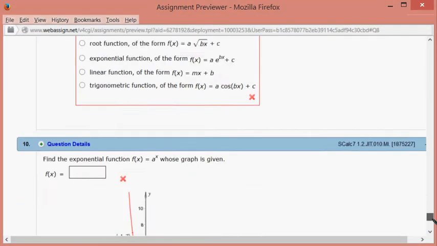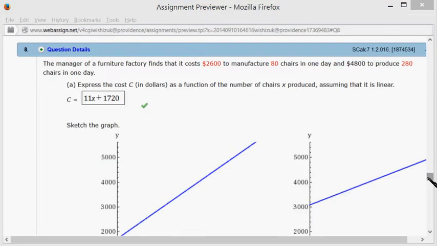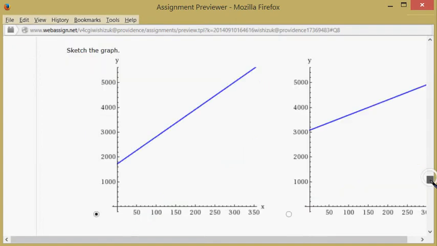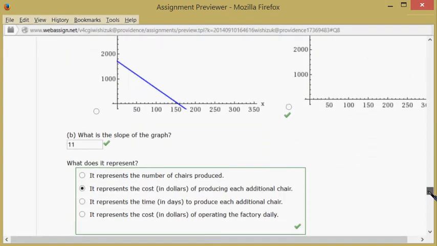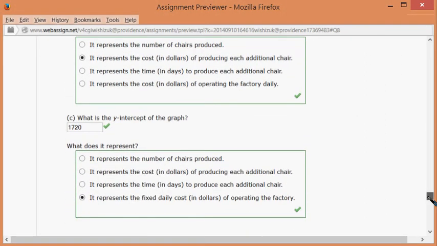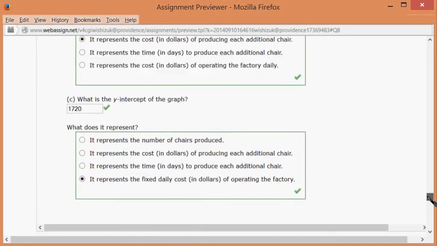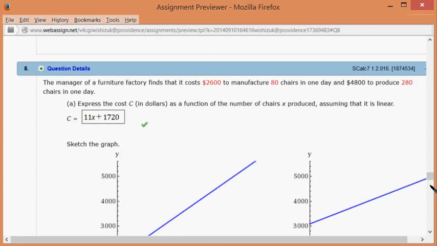Let's check the answer. Submit for testing. Alright, it came back. Looks like we got part A correct. We got the correct graph, the slope is right, and what it represents is correct. Part C is all correct. Alright, that's it. I hope this was clear.